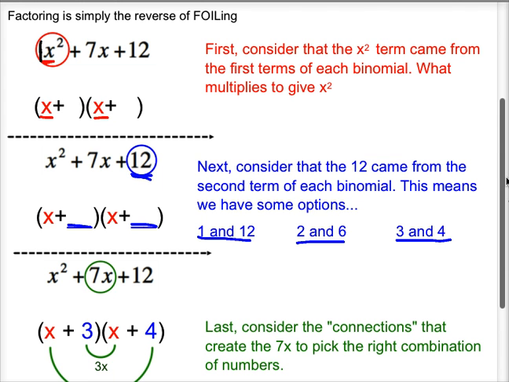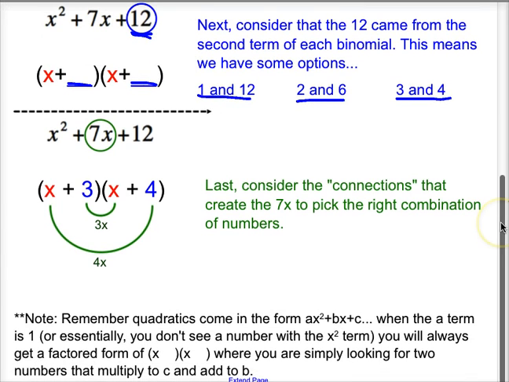And the way we know which option to pick is we have to be able to get 7x out of that. So we have to choose numbers that combine to give that. So here, this 3x with this 4x needs to give us that 7x, which in this case is a combination that works. If you choose a combination that doesn't work, you have to pick a different combination. So if 3 and 4 didn't work, it means you have to try 2 and 6. It means you have to try 1 and 12. Okay? So again, that's just the basics to review.